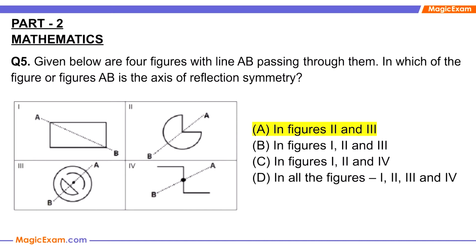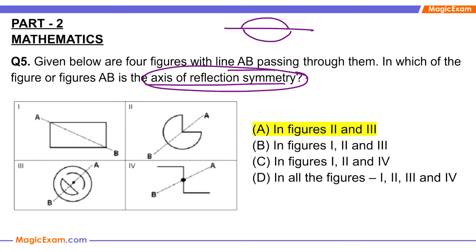Given below are 4 figures with the line AB passing through them. In which of the figure or figures is AB the axis of reflection symmetry? Now to understand what this axis of reflection symmetry is, think of something that is kept in front of a mirror. What the mirror does is it exactly reflects whatever is in front of the mirror. However, the direction will be reversed in the sense left becomes right and right becomes left. Otherwise, the image in the mirror and whatever is kept in front of the mirror will exactly coincide with each other. Now, let us look at all the 4 figures.